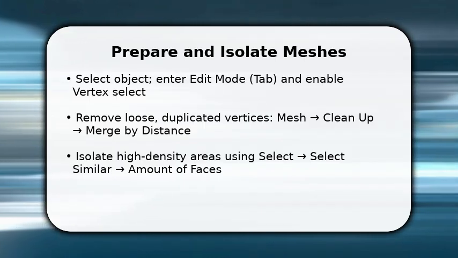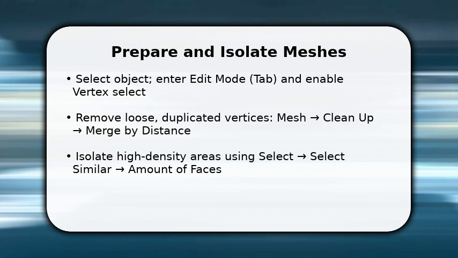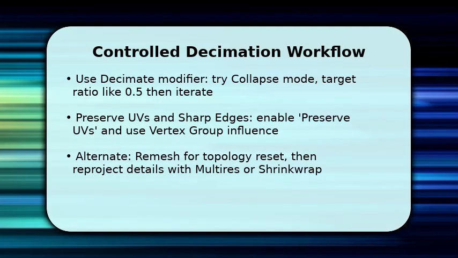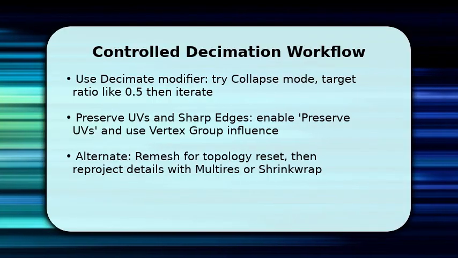Once done, apply a quick edge split or mark sharp paths where silhouette or UV seams require detail, so later reduction won't ruin visible creases. Now perform the actual reduction using a controlled, non-destructive pipeline. Add a decimate modifier in collapse mode and set a conservative ratio, say 0.5, to see visual impact.